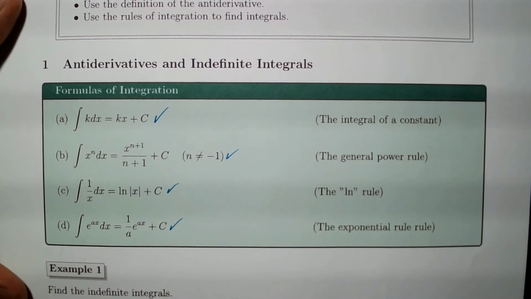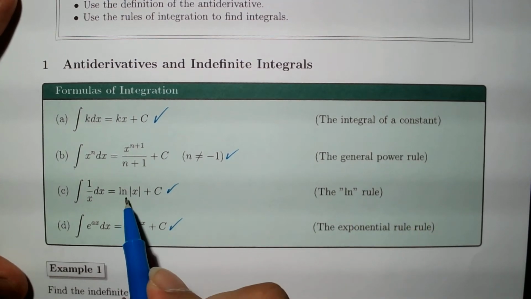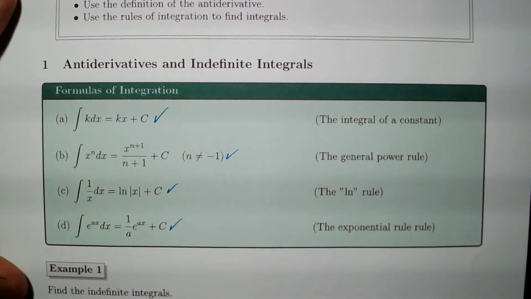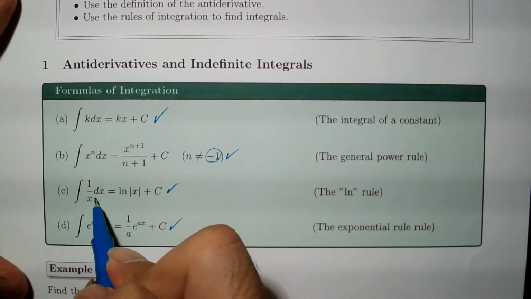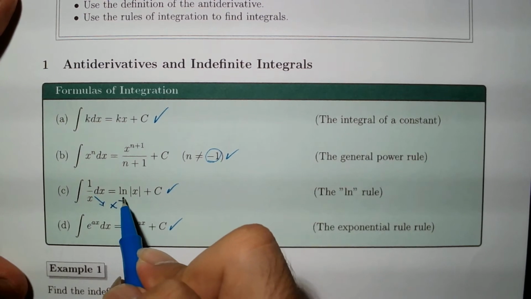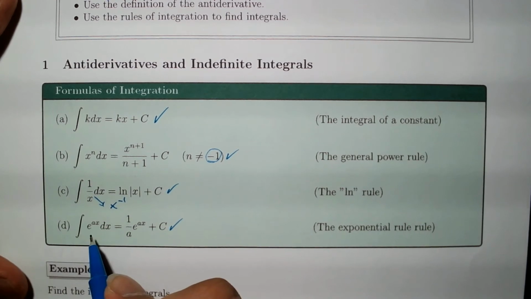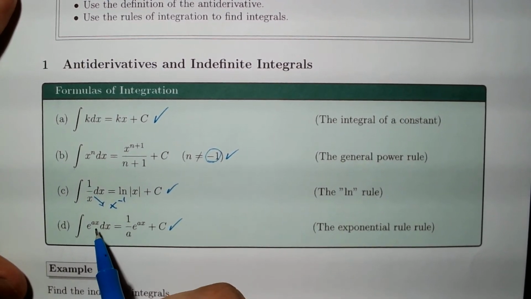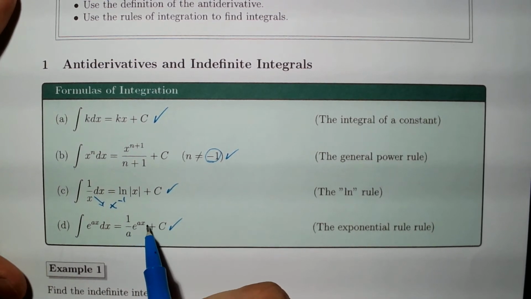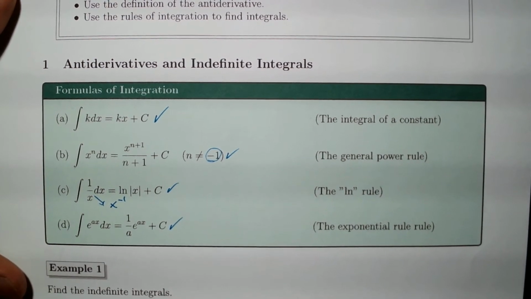Then we have what we typically call the ln rule, and that's because we obtain a natural log function when we integrate, and this works only when the exponent is basically -1. This is the same as saying the integral of x to the -1. And finally, we have the integral of the exponential function. In this case we get itself, the exponential function, but we multiply by 1 over a, which is the number that multiplies the x.